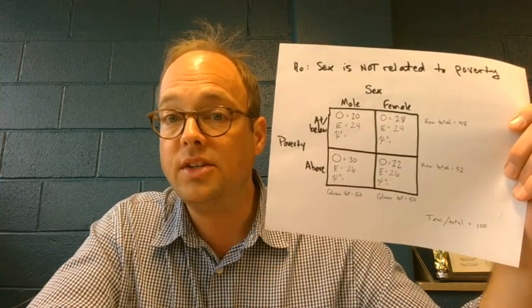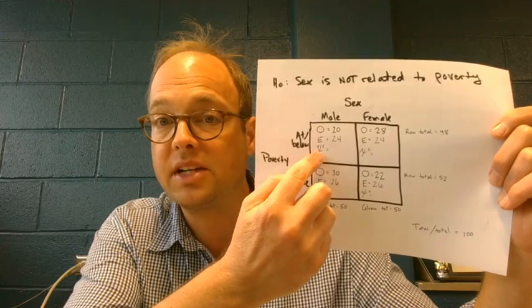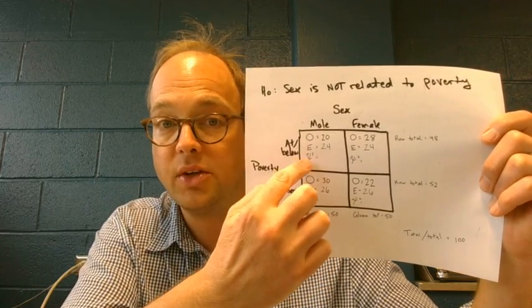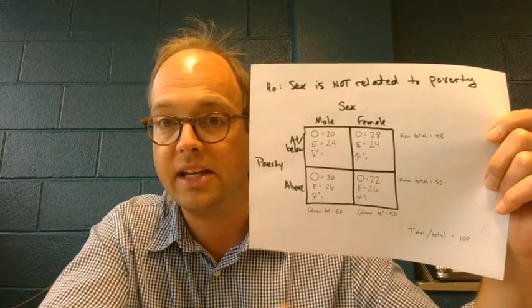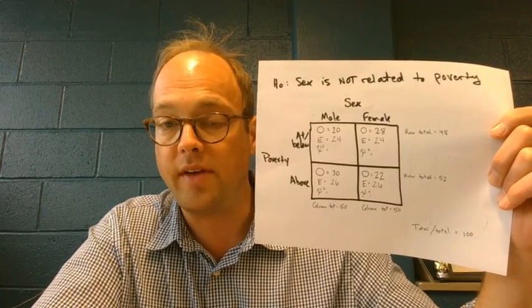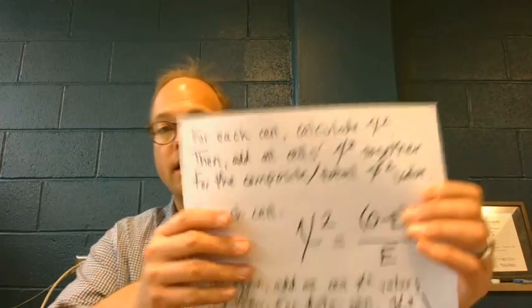The next thing we need to do is calculate each cell's chi-square value. And as you can see, I've made space in each cell for the chi-square value. So how do we do that? Well, it too involves a formula, but it's pretty easy. Just be very neat, be very clear with your math, and you should have no problem at all.